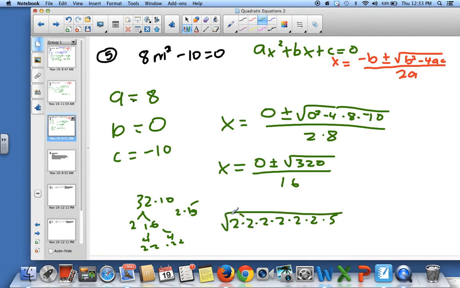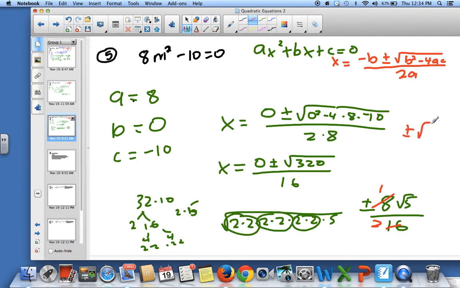That's the square root. So this is going to come out, this is going to come out, and this is going to come out. So 2 times 2 times 2 is 8 square root of 5, plus or minus still, over 16. We can reduce that. 8 and 16 needs to be reduced to be 1 and 2. So it's going to be plus or minus the square root of 5 over 2. So that's the answer. I believe it's B. So that would be the answer. B would be the answer to number 5.